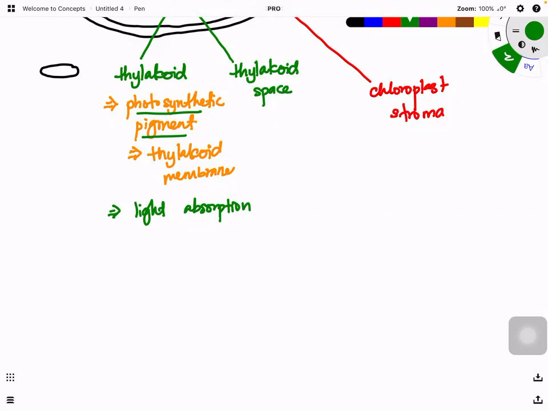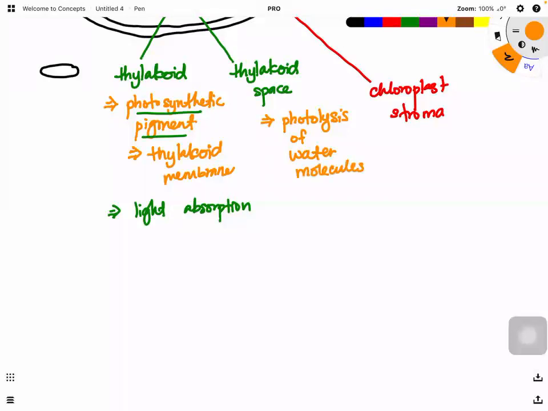Now, inside the thylakoid space, we have a special event that takes place. They have the enzyme that carries out photolysis of water molecules.